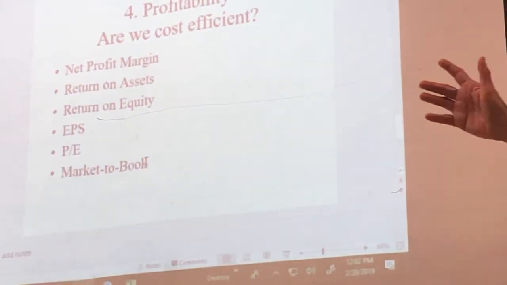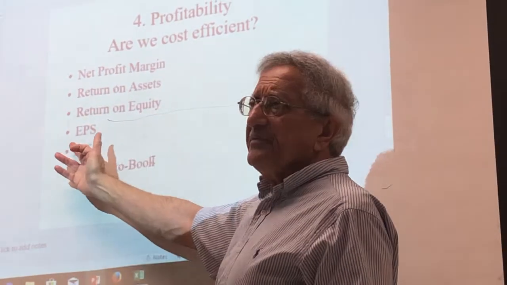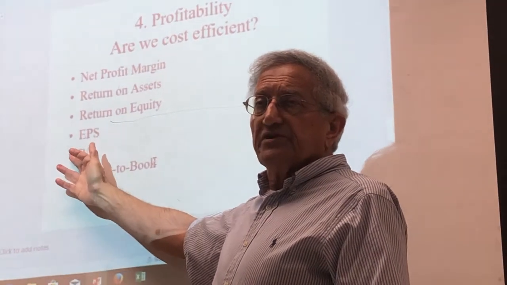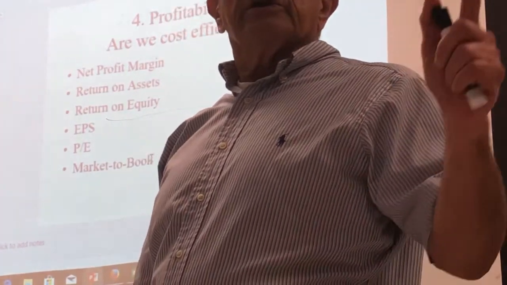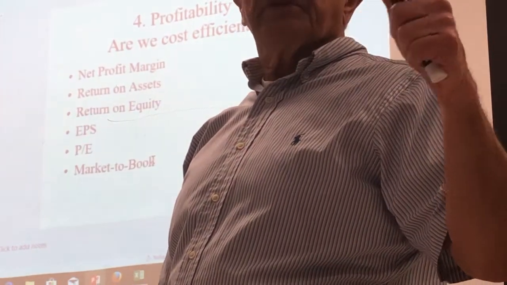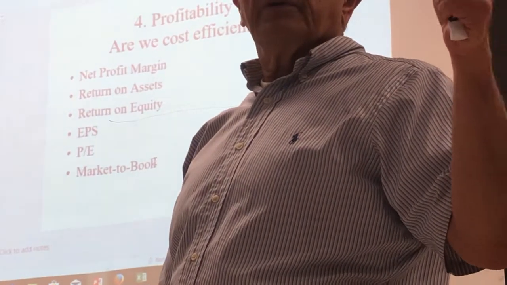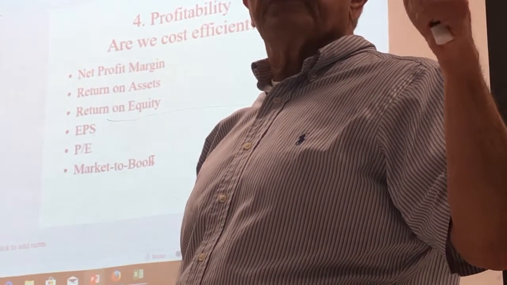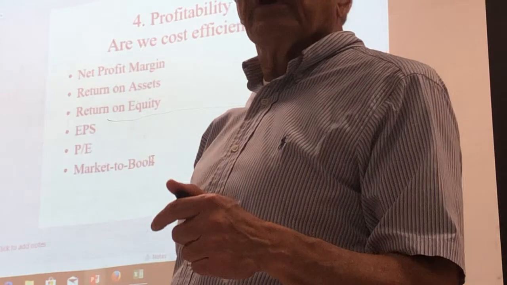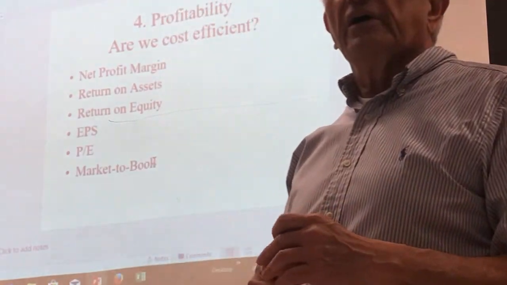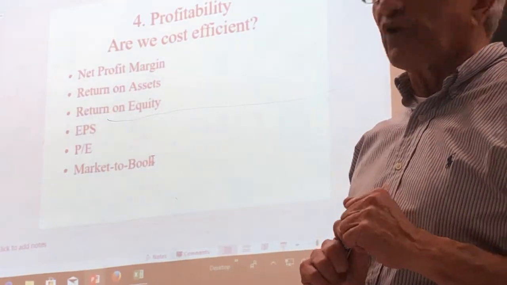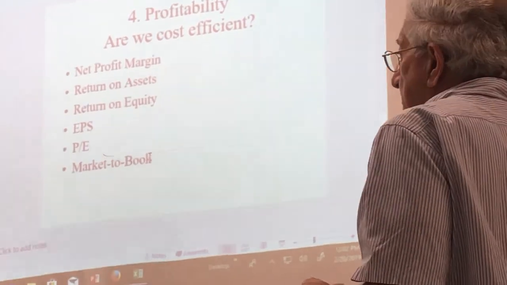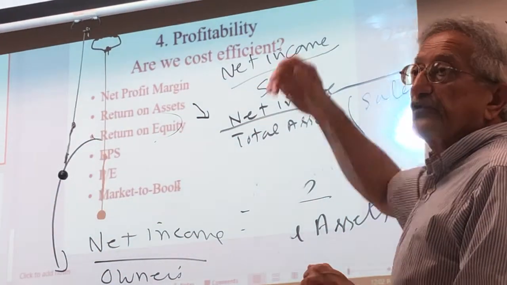Now, you can call them EPS. Does anyone know what EPS stands for? Earnings per share. E stands for earnings, P for per, shares. Earnings per share. And what's the formula? I will not be providing you this formula, so you better know what it is because it's so simple.